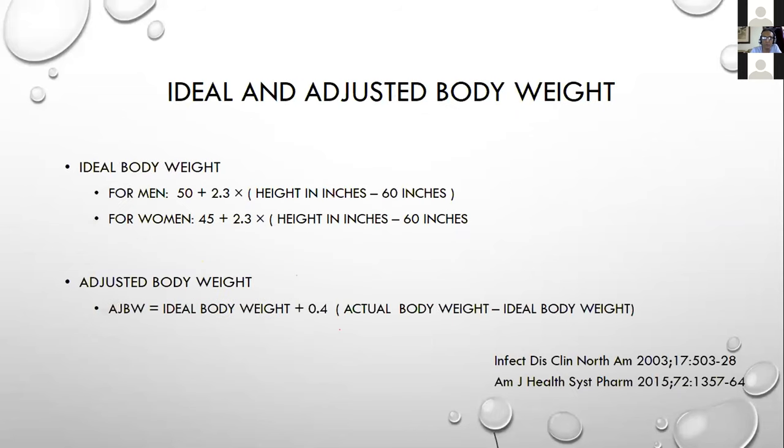So the question would be, if you're using the ideal body weight, this is what we normally use for adjusted body weight for a patient who is obese, and this is the formula that one can use: ideal body weight plus 0.4 times the actual body weight minus the ideal body weight.